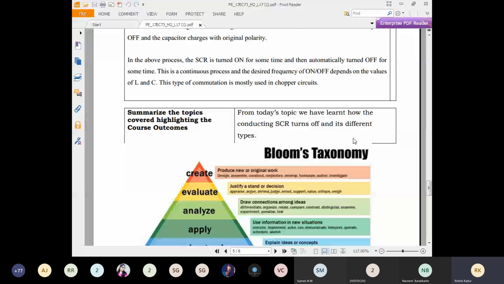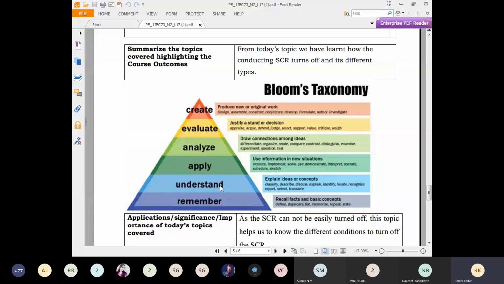Here the Bloom's taxonomy level is level 2. That means you need to understand this concept of SCR commutation and its classification, as well as recall them. Whenever we ask it in the exam or in a discussion, you should be able to describe. This second level has classify, describe, discuss, explain. So the concept of today falls under level 2.